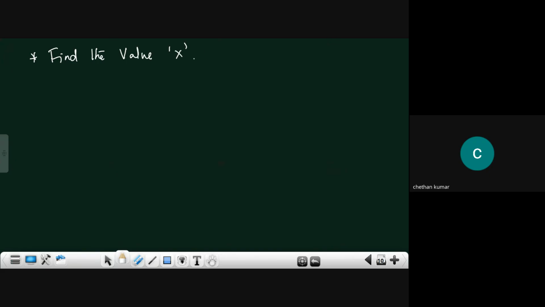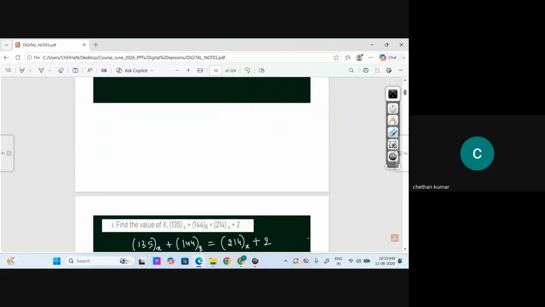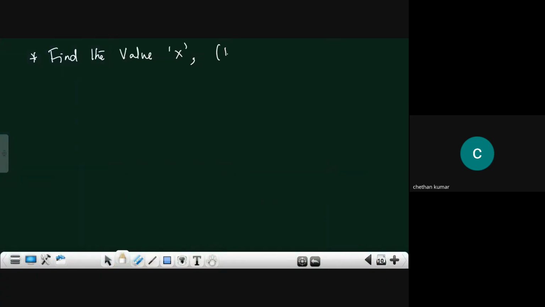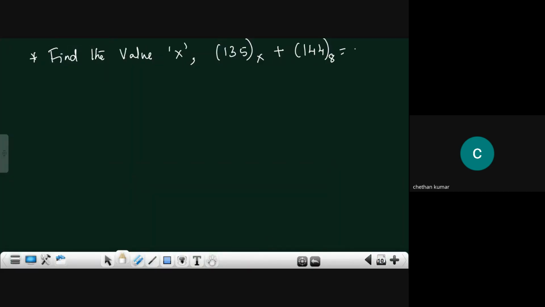I'm talking about finding the base of the numbers. My question is: 135 of base x plus 144, base of octal, base 8, is equal to 214 of base x plus 2.